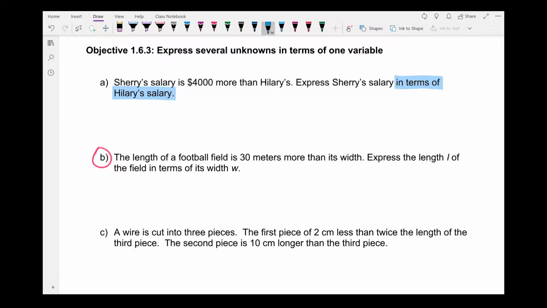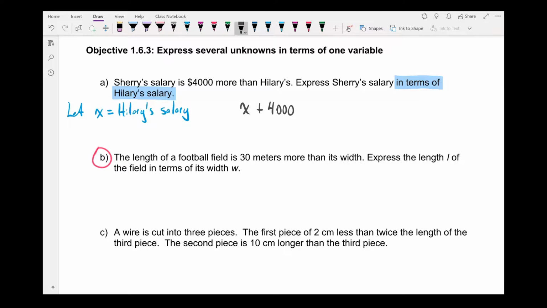That tells us that we should let our unknown x be Hillary's salary, or what we're relating everything to. And once we know that, we can reference everything to that, or compare it to that. We should be able to get our answer here. So let's read the beginning. Sherry's salary is $4,000 more than Hillary's. Okay, well Hillary's is x. This must be Sherry's. Sherry's is $4,000 more than Hillary's.